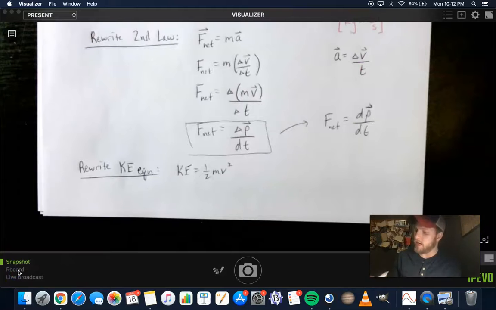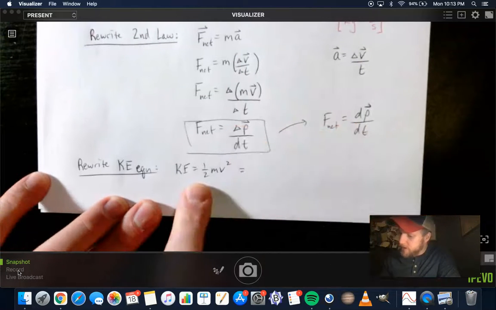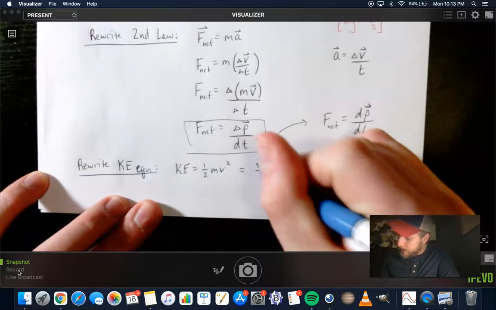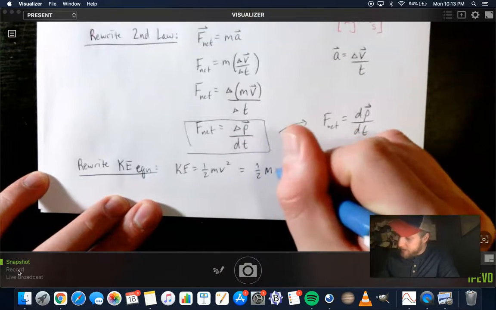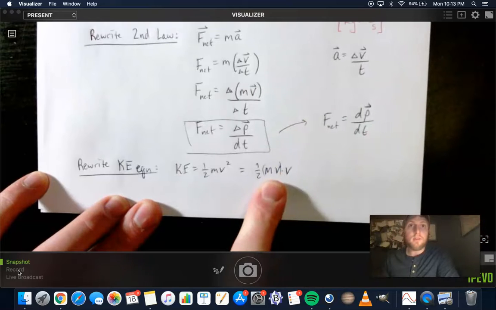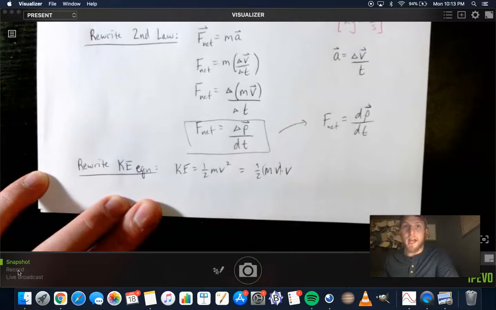Something also worth taking a look at is rewriting the kinetic energy equation using momentum. This is a practice often done in particle physics and some other areas of physics, but it's good practice, and you may see this show up here and there. So let's do that. We want to see if we can get mv in there somewhere. So let's rewrite this as 1/2 times m times v again. Look, right there is our momentum. So I'm just rewriting it in kind of a funny way.